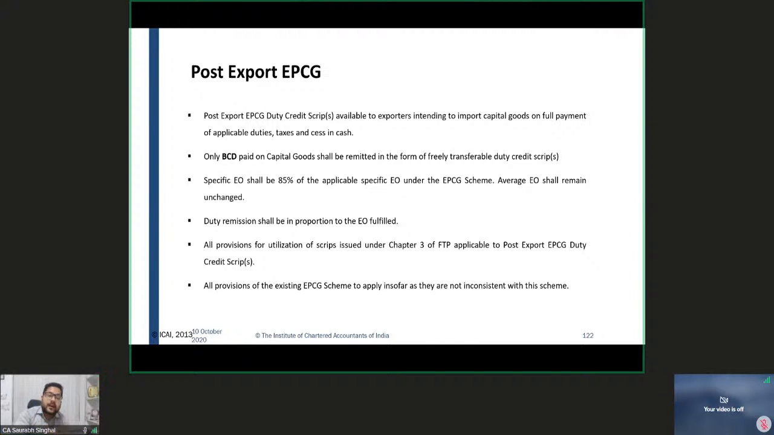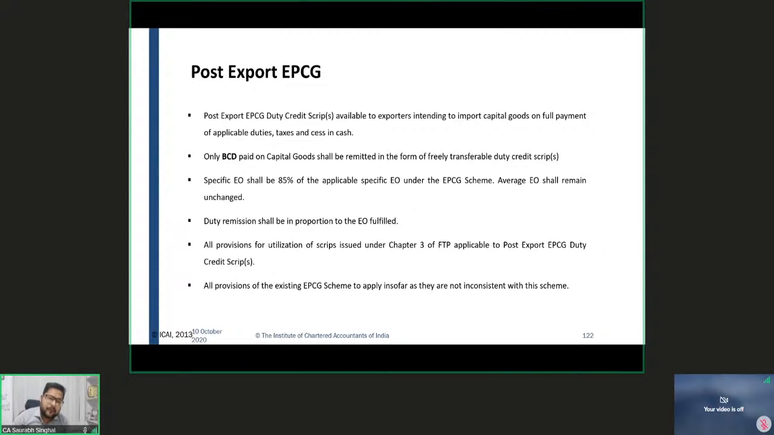What will be the value of duty credit scrips? BCD payable on the goods that you have imported. So suppose you imported a capital good, provided services export or manufactured goods and exported them. Whatever duty that you have paid on the imported capital goods, BCD only, of that amount, you will be given a post-export EPCG, which is like a duty credit scrip, which is transferable, which can be sold off to any other party. Now, what is the benefit?